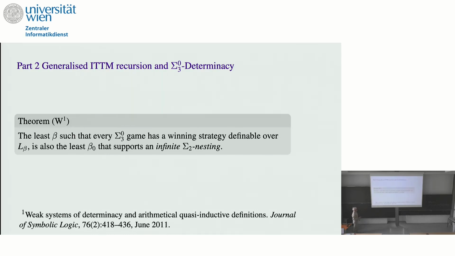So the least beta, such that every sigma 03 game has a winning strategy definable over that level, is also this beta 0. For player 1, again, there's always this difference between where player 1 and player 2 see their strategies. For player 1, the strategy will occur before or at this event horizon. For player 2, the strategy is definable over the black hole, L beta 0. So there's this gap between where player 1 and player 2 strategies occur. And it's this beta 0.